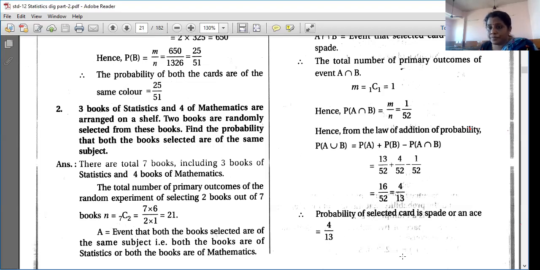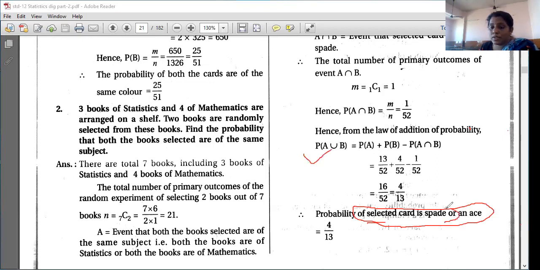Or gives union, right? So the formula for P of A union B is P of A plus P of B minus P of A intersection B. First of all you have to write the formula, then only you will come to know what you have to find out. The statement was that the selected card should be a spade or an ace. This was your question, right? So based on this question your formula comes to P of A union B.